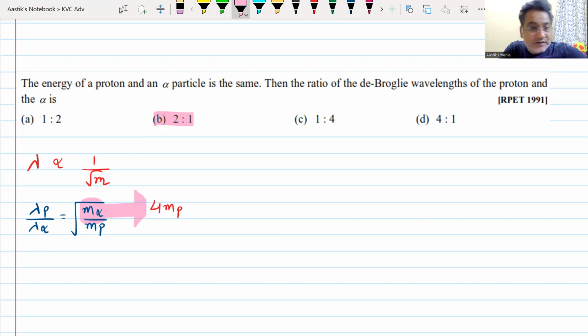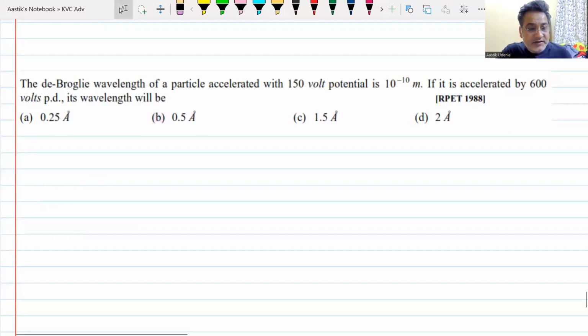There comes the next one in this category, and the next one in this category is this one. The de Broglie wavelength of a particle accelerated with 150 volt is 10 raised to the power minus 10 meter. If it is accelerated by 600 volt, what will be the wavelength?